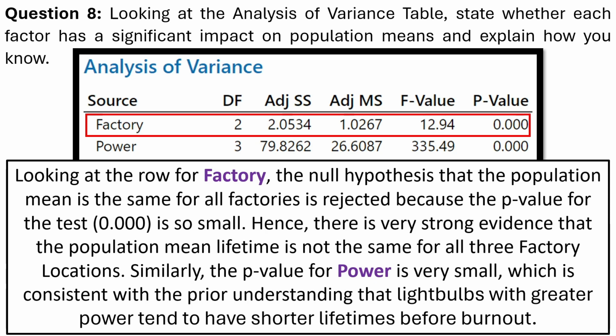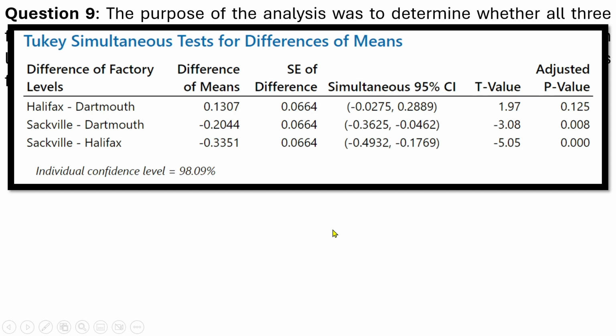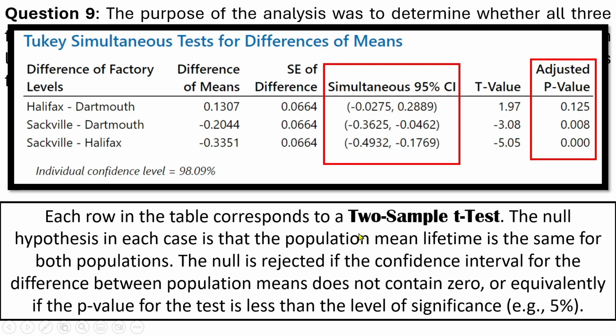Now, since the factory makes a difference, we now want to know in which factory the quality of the light bulb is on average less. And so to do that, we turn to multiple comparisons. And so here is our multiple comparison table. We have two ways to conduct the analysis using this table. We can either look at confidence intervals, or we can look at the p-values.